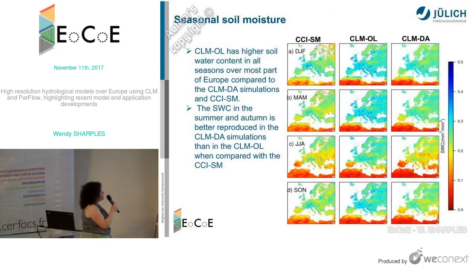So looking at the seasonal soil moisture, when we compare the remote sensing data with the open loop, which is no data assimilation, to the data assimilation, which is on the right-hand side (DA), we can see that the open loop CLM with no data assimilation has a wet bias. So there's a higher soil water content in all seasons over most parts of Europe compared to the data assimilated ones, and also the remote sensing data itself. And the soil water content in the summer and autumn is better reproduced in the CLM DA simulations than in the open loop.